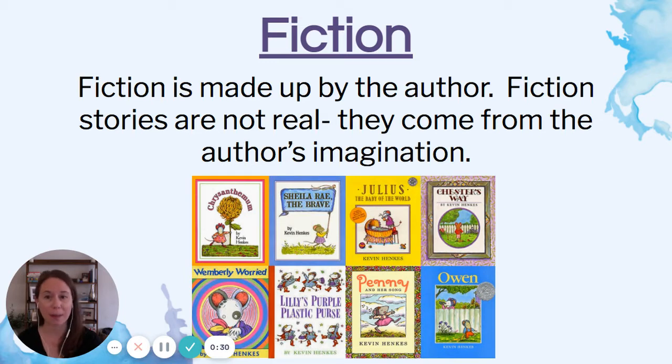Remember when we learned all about Kevin Henkes and all the books that he writes? Those are examples of fiction books or fiction stories. Books like Chrysanthemum, Sheila Rae the Brave, and Owen. Kevin Henkes made up those characters and those stories from his imagination. They're all fiction.